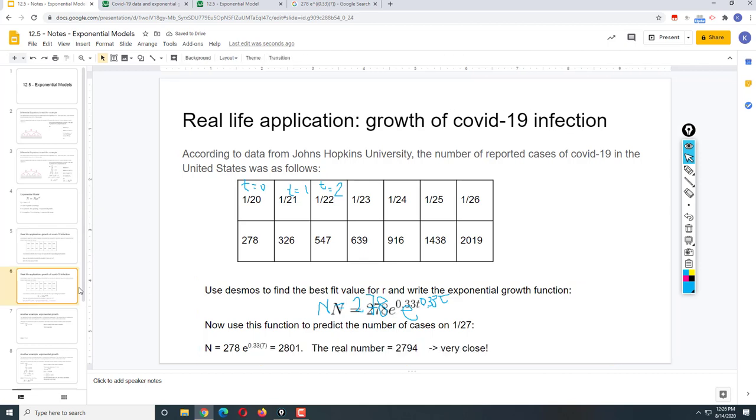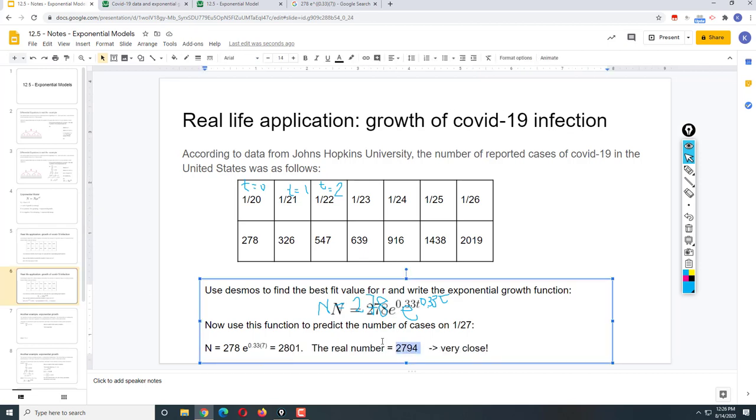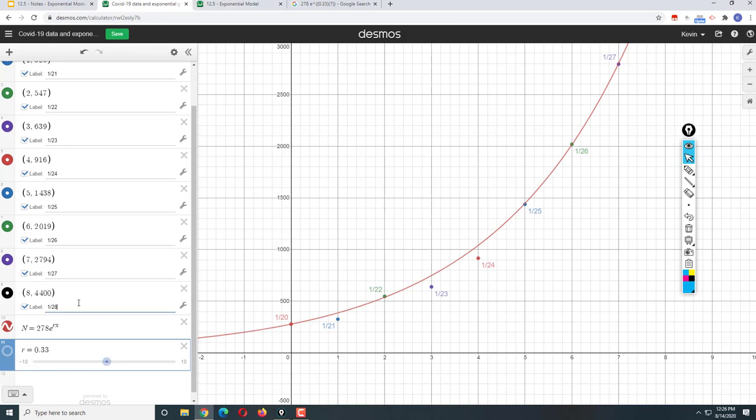As it turns out in real life, the number is 2794. That's very close. So the exponential model is very accurate in terms of predicting the growth of COVID-19 earlier on this year in 2020. Sorry, this is 2020, not 2019. So yeah, the data really does look like this.